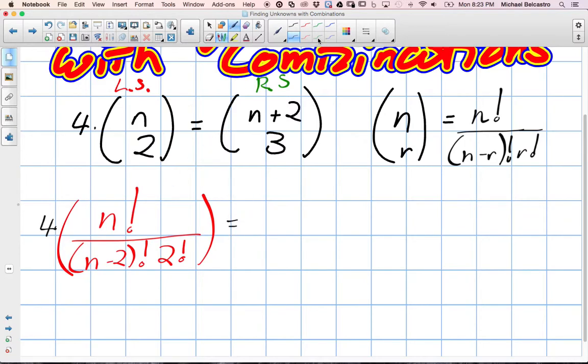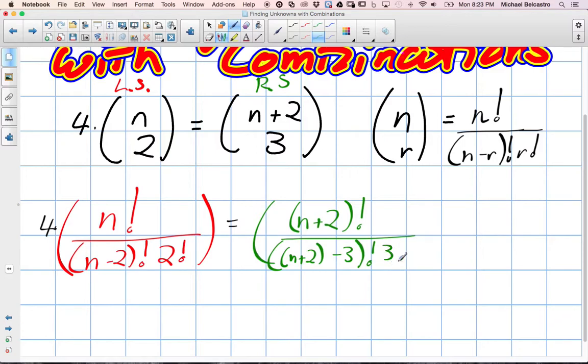This is equal to our right side of the equation, same idea. In this case, we've replaced n with n plus 2. So we have n plus 2 factorial over n plus 2, and r is the number 3, so subtract 3 factorial, times 3 factorial. Does this make sense? The n here was replaced with n plus 2, and the r was replaced with the number 3. Now we've set together all of our equations.